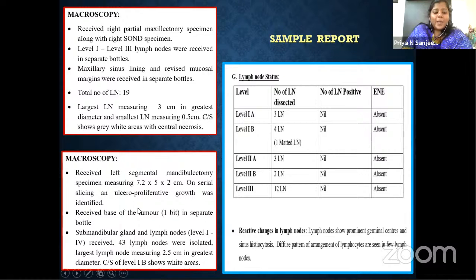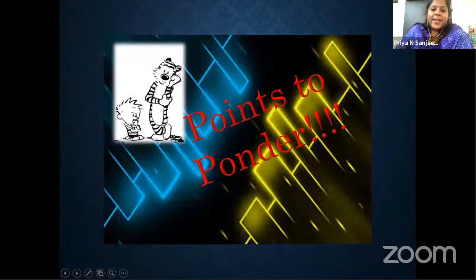This is another example from a mandibulectomy specimen, and the lymph node status after histological examination can be written this way. And if it is close to the capsule, even that can be mentioned. So that completes the morphological patterns seen in reactive and neoplastic lymph nodes.